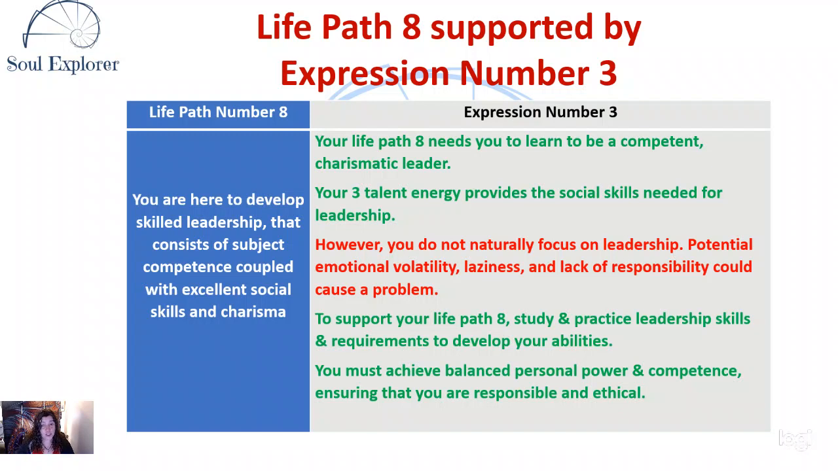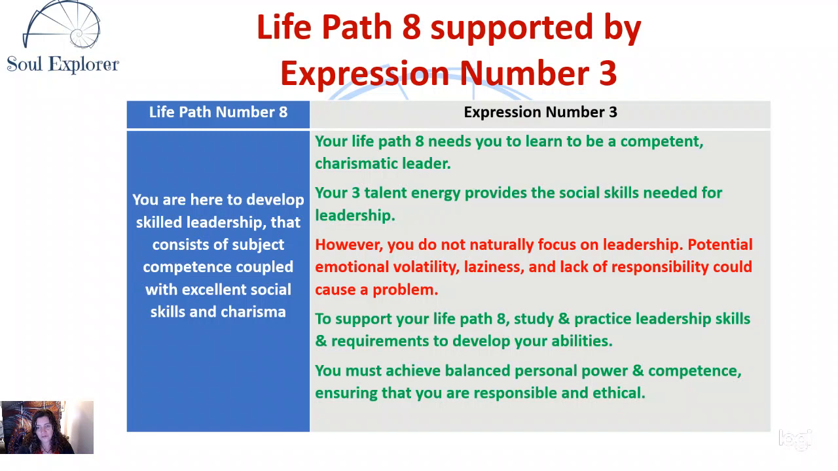Your 3 talent energy provides you with the social skills and confidence and the opportunistic skills needed for leadership, because you've got to have an element of social skills and confidence to be a leader. However, the 3 energy doesn't necessarily focus on leadership. And they have a potential, like I said, towards absorbing the emotions of others and emotional volatility, possible laziness, lack of confidence, procrastination, and lack of responsibility. And this all together, or even some of these elements, if you have them, can cause a problem when it comes to having secure leadership where people will actually have confidence in you and follow you.